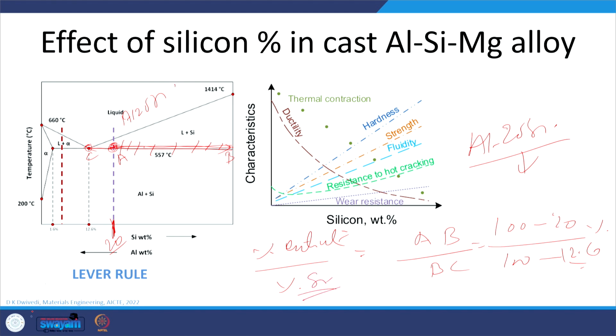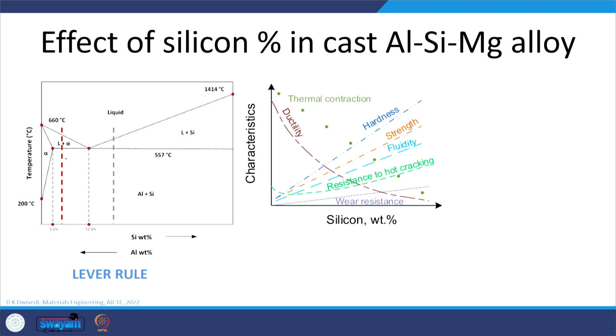Similarly, if we want to determine this for the 4% silicon case, then this will be the fulcrum for the lever rule. This is A, this is B and this is C. B corresponds to the eutectic composition, and C corresponds to the alpha aluminum, that is, the solubility of silicon, 1.6% silicon in aluminum, and A corresponds to the 4% silicon.